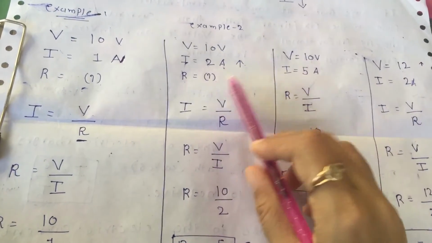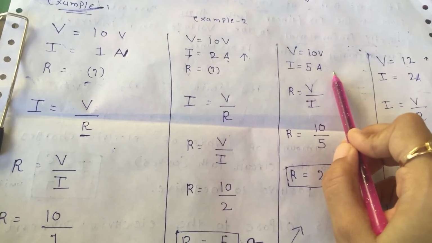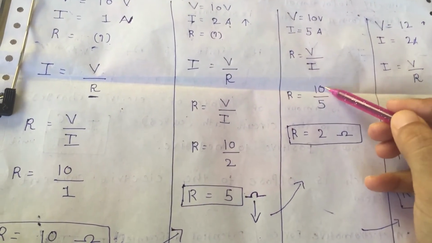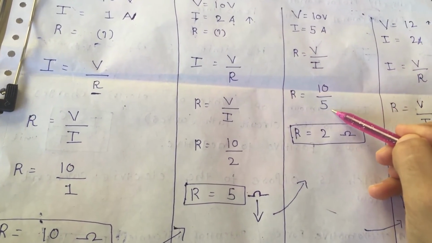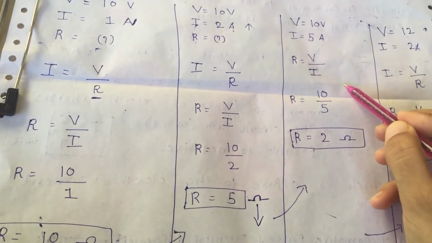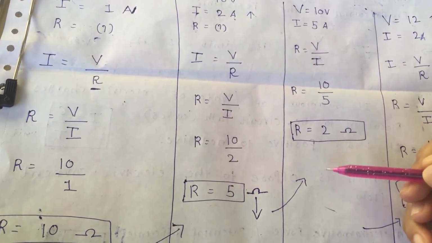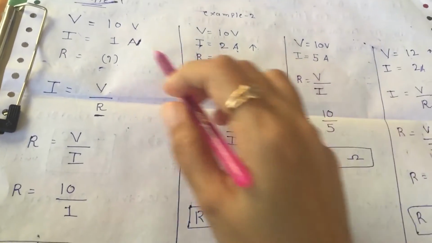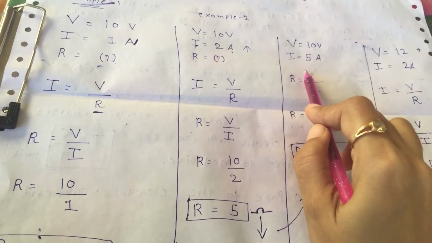Next, I'm going to increase the current more. Then what would happen? I increase the current more, then 10 is the voltage and 5 is the current. Here it is 2, here it is 5. So as we increase the current more, the resistance also decreases. You can see the resistance is decreasing as we increase the current.